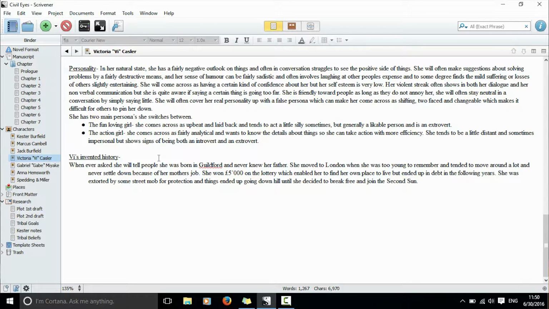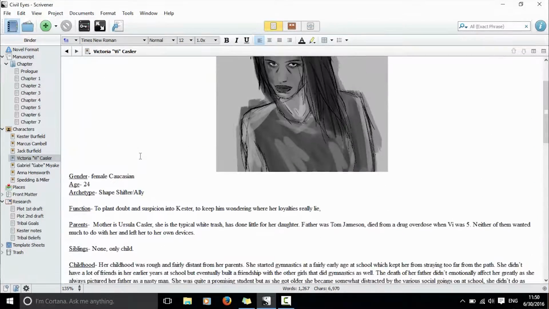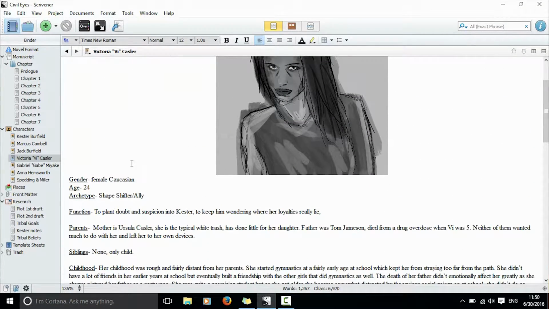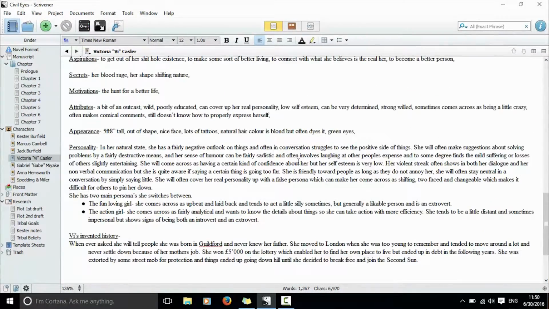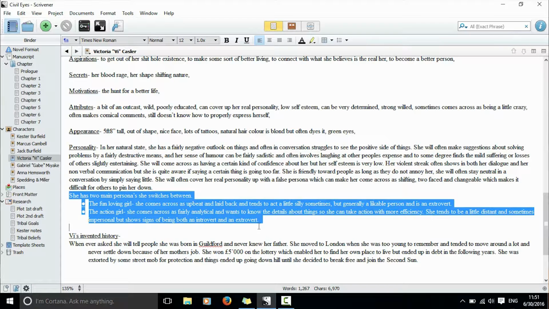And this is interesting, actually, something I did with this character, Vi, her name is, who is the shapeshifter ally I just showed you, is that she often covers up her personality. And this is the sort of thing where creating profiles for characters like this really comes in handy, because she doesn't really tend to talk in her natural state very much. As we can see here, I've put she's become very good at covering up her personality with a false persona. And she has two main personas she switches between.